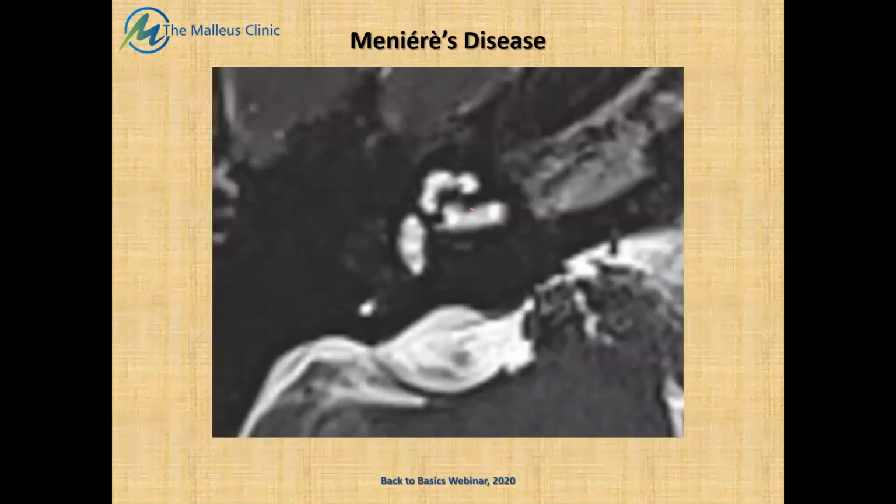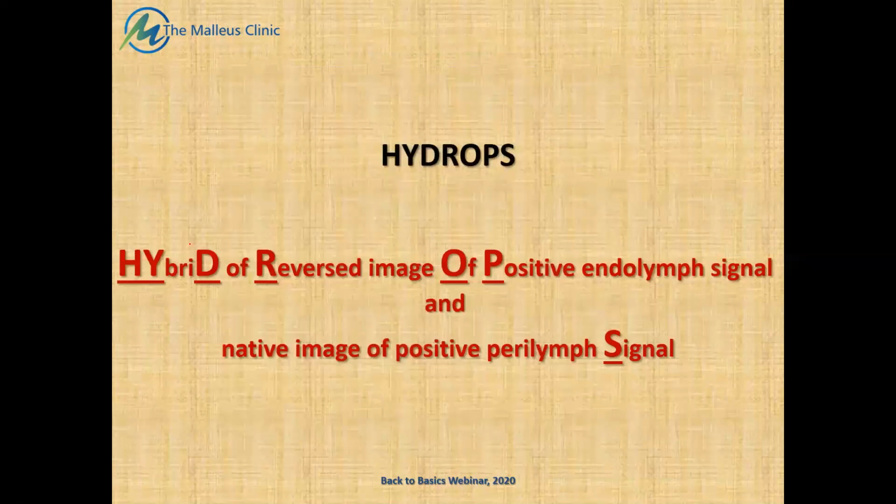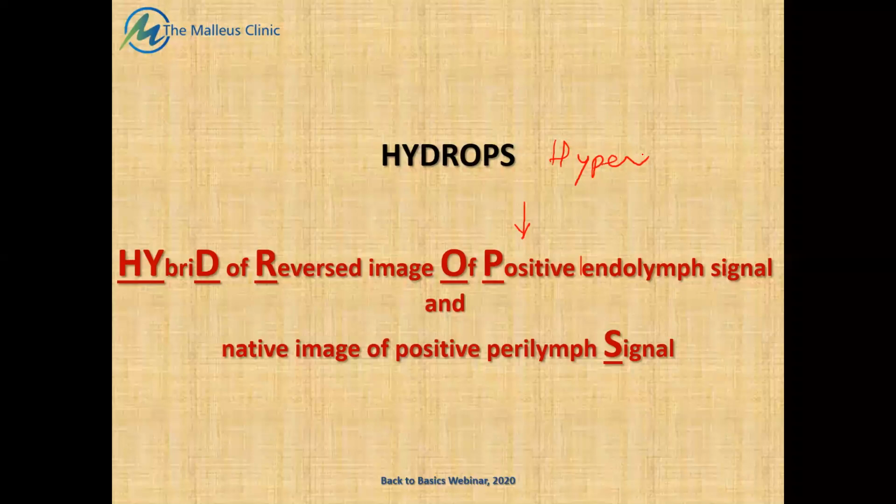And what is the hydrops image? HYDROPS is an acronym for hybrid of reversed image of positive endolymph signal and negative image of positive perilymph signal. Now, positive in MR means hyperintense, negative in MR means hypointense, and zero in MR means isointense. I have been mentioning that endolymph is hypointense, which makes it a negative signal. So how is it that they are generating a positive signal from the endolymph?